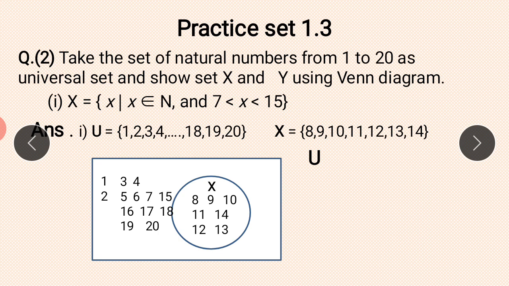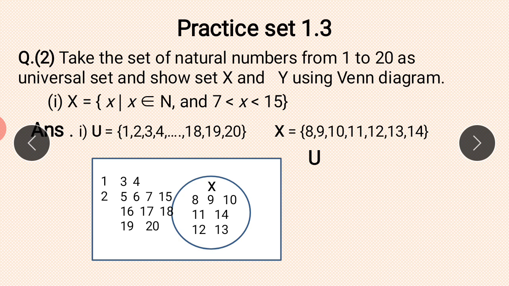Okay. Now show the sets X and Y using Venn diagram. But before that, what is the set X? Set X = {x such that x belongs to N}, means x is a natural number, x is an element of natural numbers, and 7 < x < 15. Means which numbers are there? See here, X = {8, 9, 10, 11, 12, 13, 14}. Right? This is the set X.